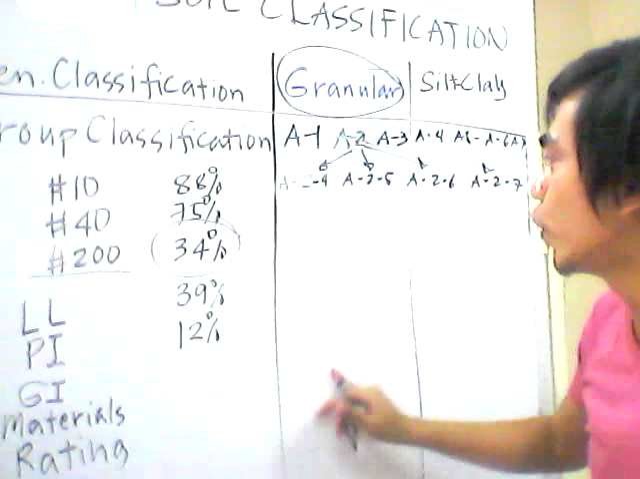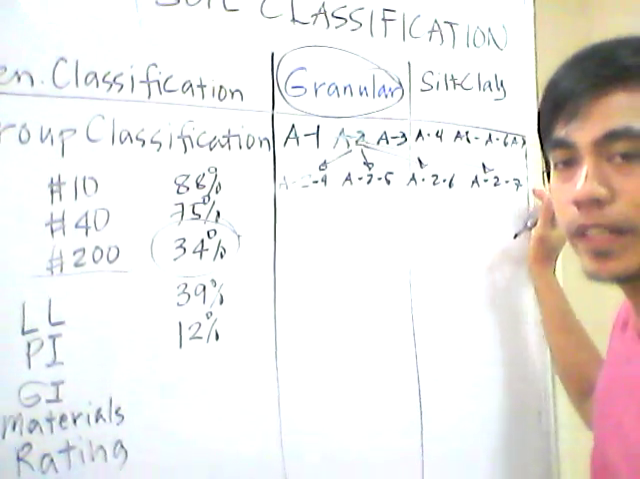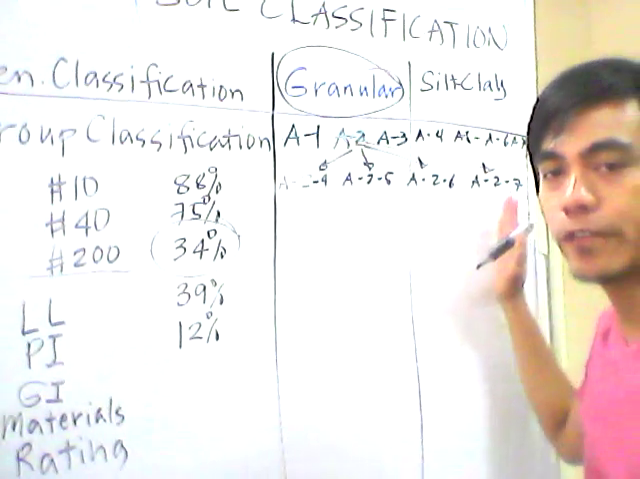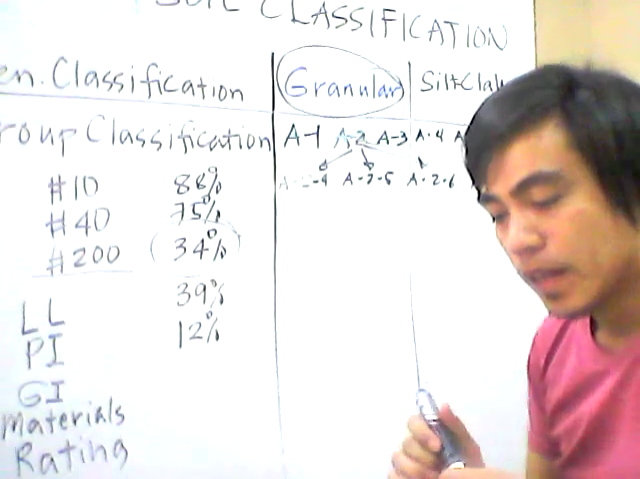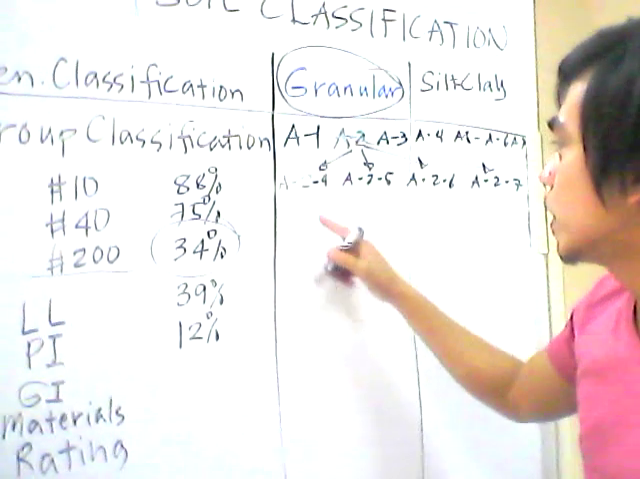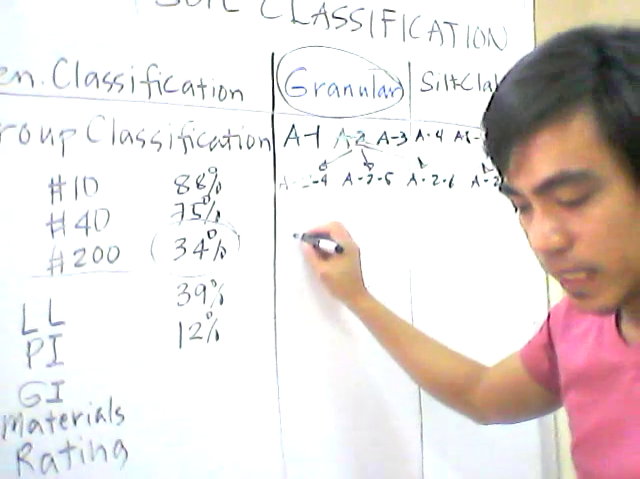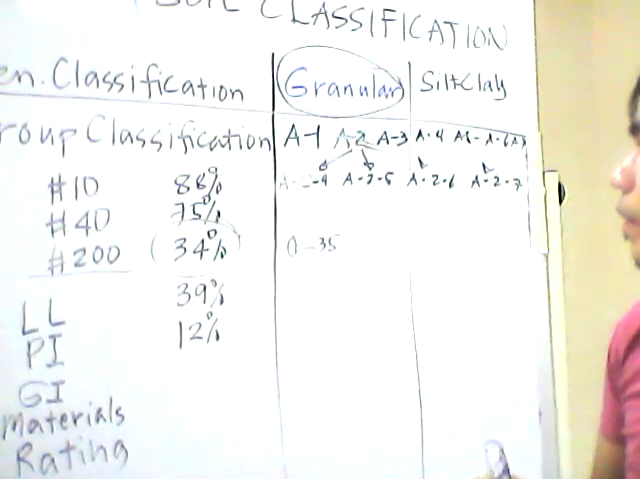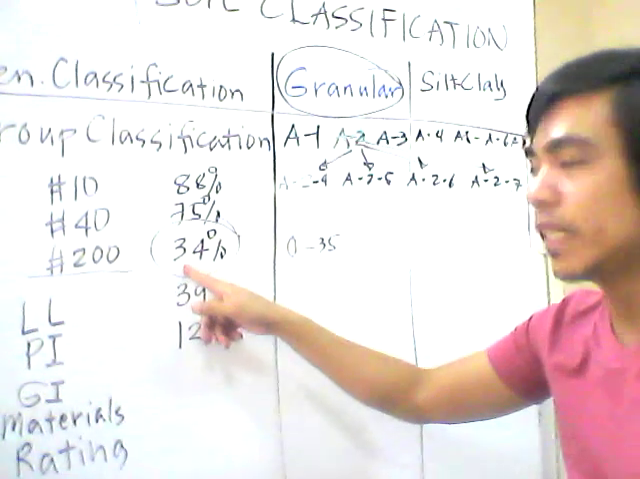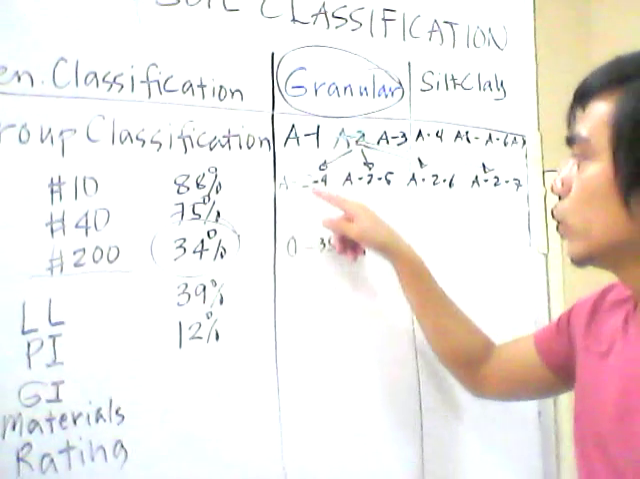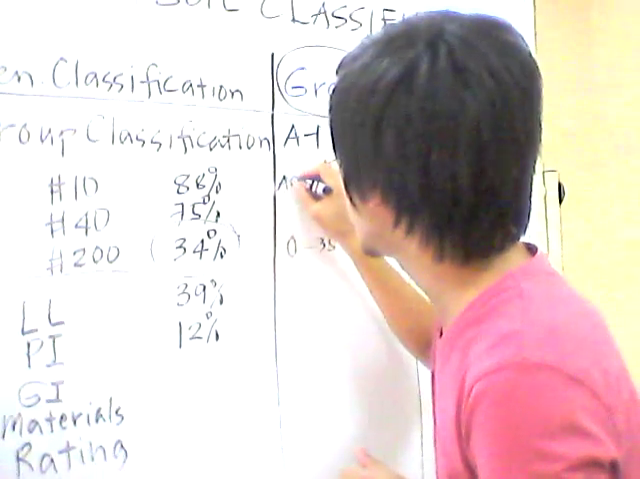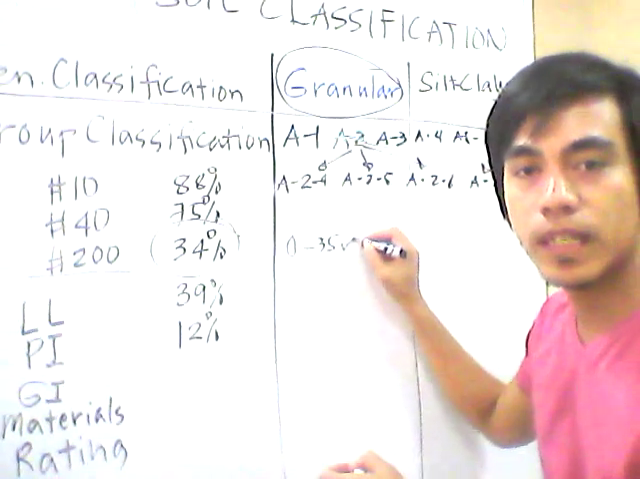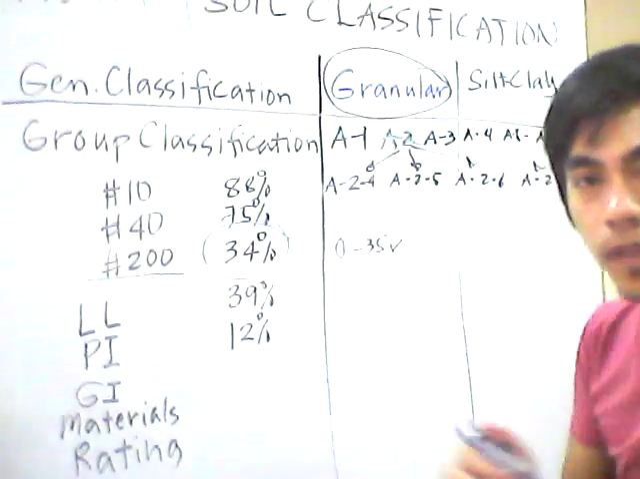Starting from A-2-4 going to A-7. Remember, our procedure is we start always from the left using the classification chart. For the A-2-4, it requires 0 to 35 for the number 200. Okay, our data is 34%. A-2-4 is from 0 to 35. Therefore, this requirement is satisfied. Okay?